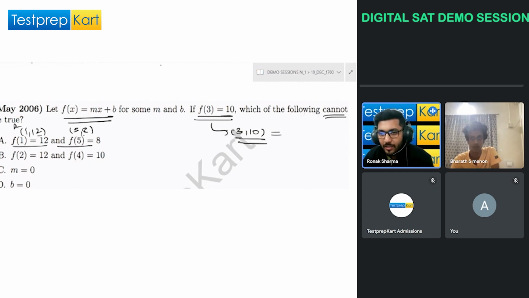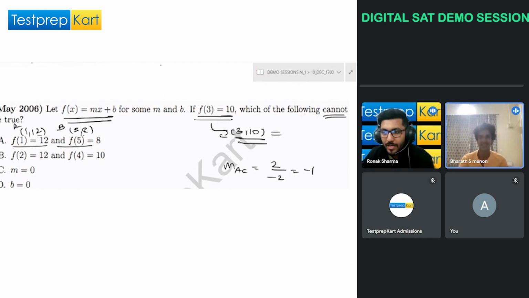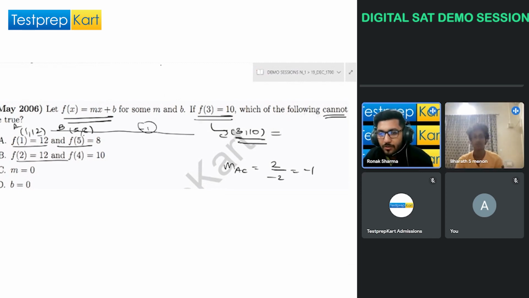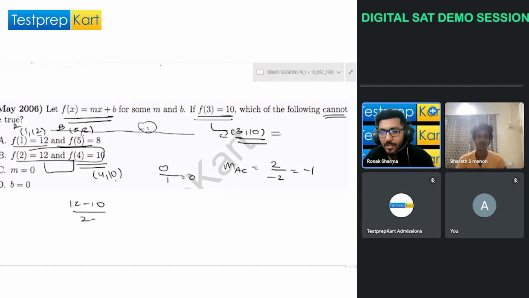So let me call them A, B, and C. If we calculate using AC, 12 minus 10 over 2 minus 4 is minus 1. So all the three pairs will give you minus 1. But the moment you talk about the B option, f of 4 is 10, that means 4 comma 10. So 10 minus 10 is 0, over 4 minus 3 is 1, so 0. But if you calculate using these two, 12 minus 10 over 2 minus 4, that is minus 1. So it is not the same. For sure they are not equal because two pairs are not giving us the same value. They have to have the same slope. Exactly. So that's why B is incorrect.